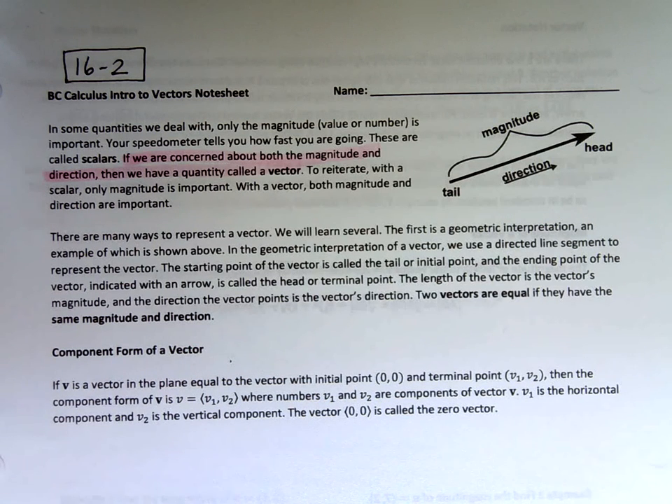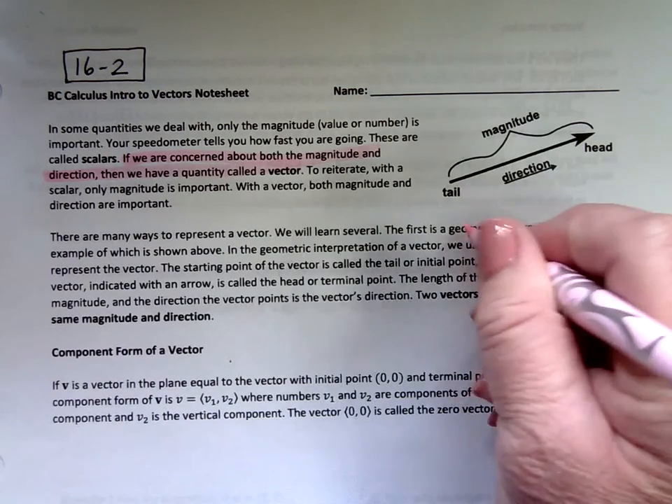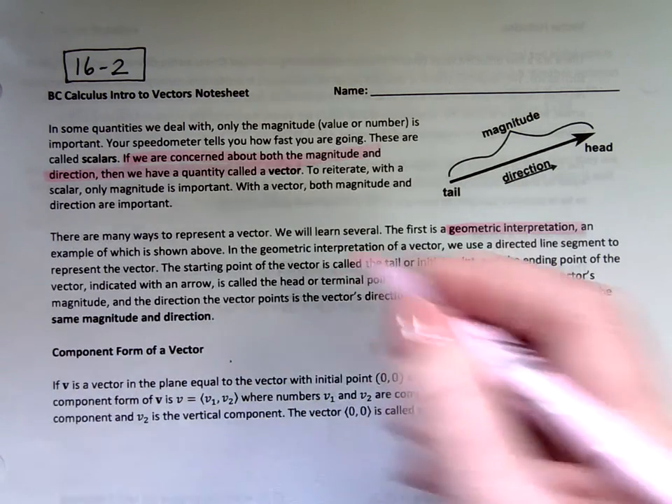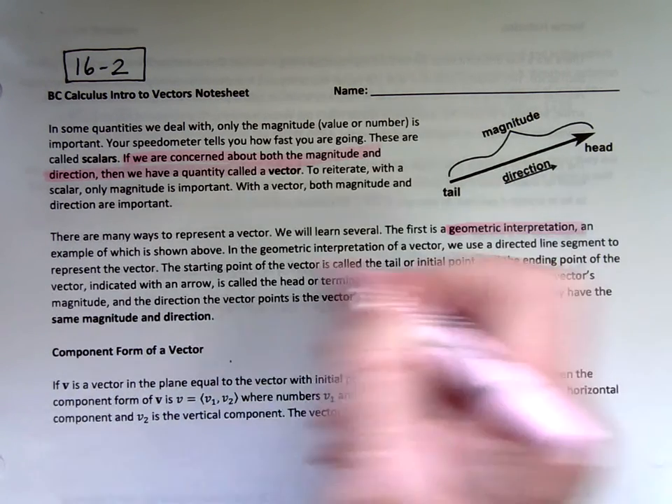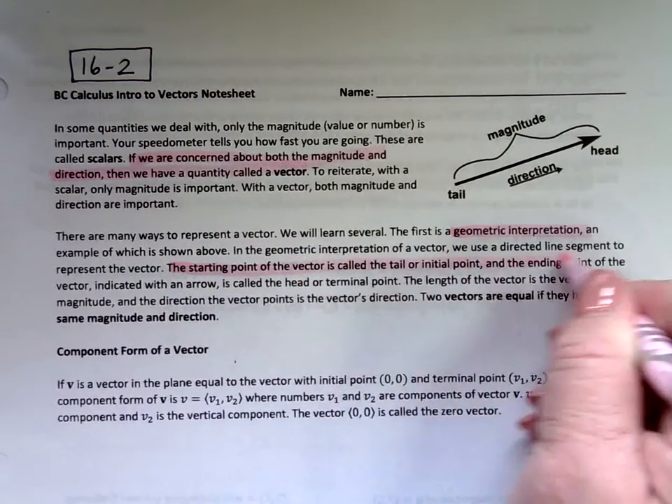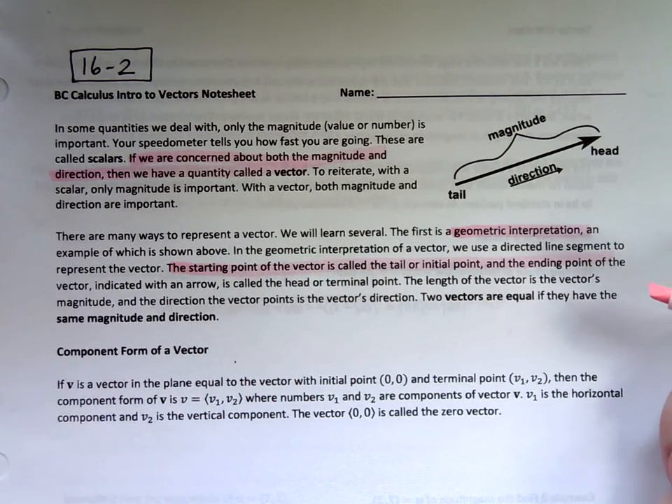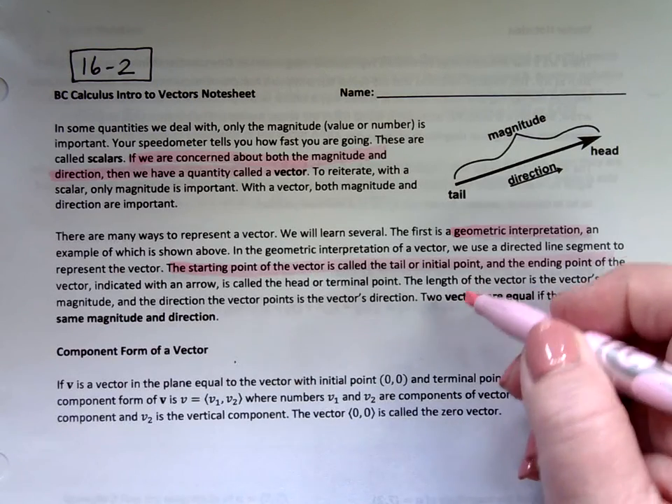So there are many ways to represent a vector. We're going to learn several. The first is the geometric interpretation. That's the one we're going to start out with, an example of which is shown above. In the geometric interpretation of a vector, we use a directed line segment to represent the vector. The starting point of the vector is called the tail or the initial point. And the ending point of the vector is indicated with an arrow. It's called the head or terminal point.